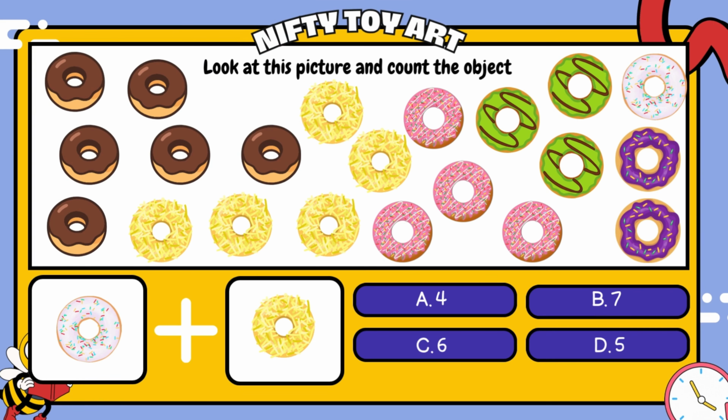I want to take all the vanilla donut plus the cheese donut. So, what is the total number of donuts? That's right, 6 donut.